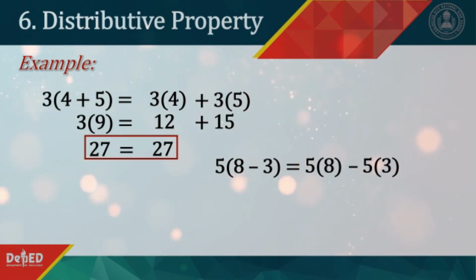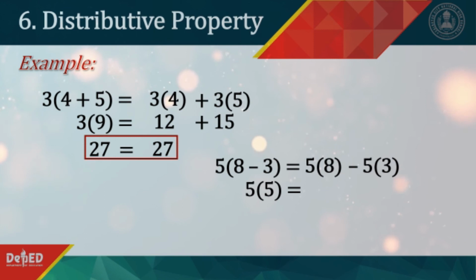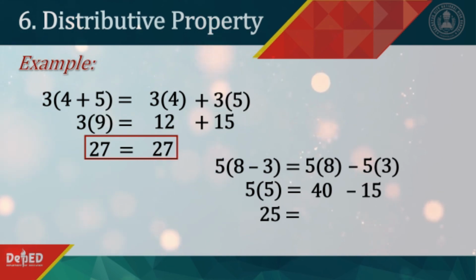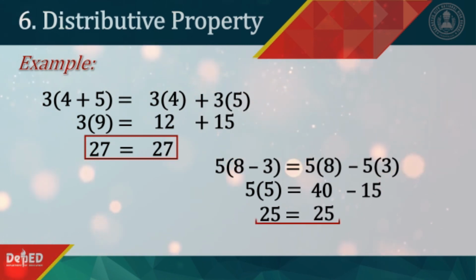On the left side of the equation, if we're going to calculate the inside of the parenthesis first, we come up with 5 times 5. And on the other side of the equation, we come up with 40 minus 15. And again, this is true because both sides of the equation are equal. Because when we multiply 5 and 5, we come up with 25, which is equal to the difference of 40 minus 15, which is 25. Therefore, both sides of the equation are equal.